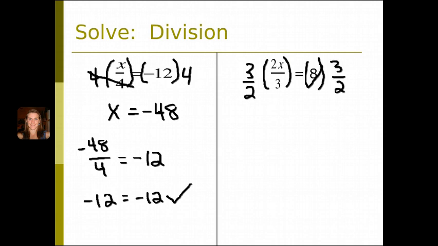2 over 3 and 3 over 2, when they're multiplied together, cancel to a 1. 1 times x leaves us with just x. 8 times 3 over 2 gives us 12.